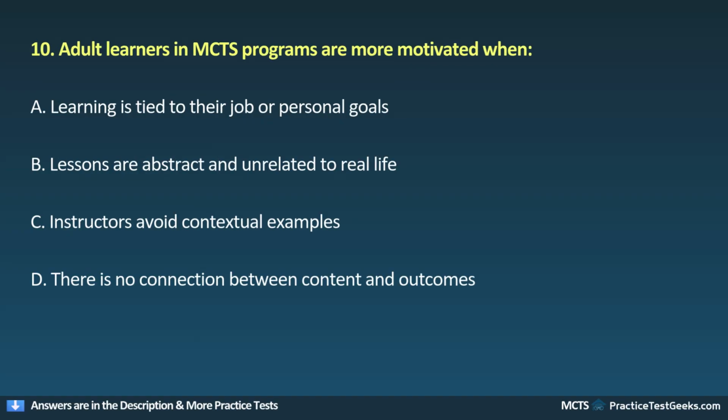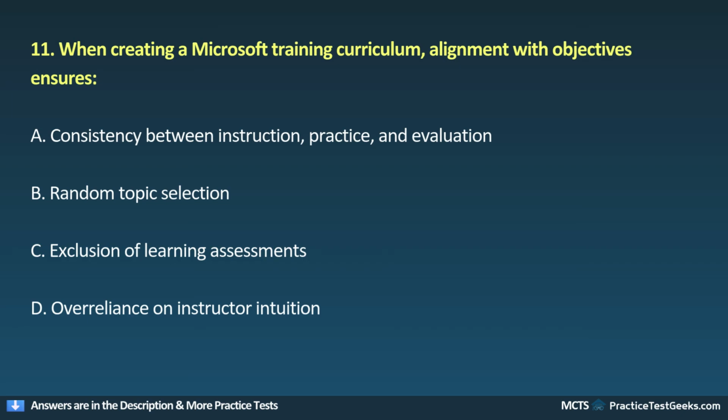10, adult learners in MCTS programs are more motivated when A, learning is tied to their job or personal goals. B, lessons are abstract and unrelated to real life. C, instructors avoid contextual examples. D, there is no connection between content and outcomes.